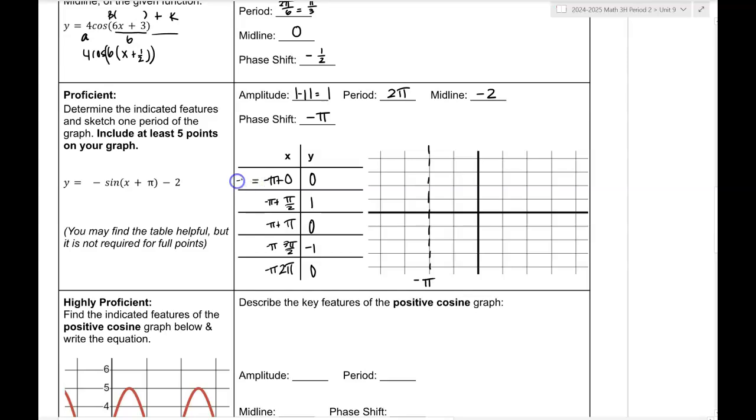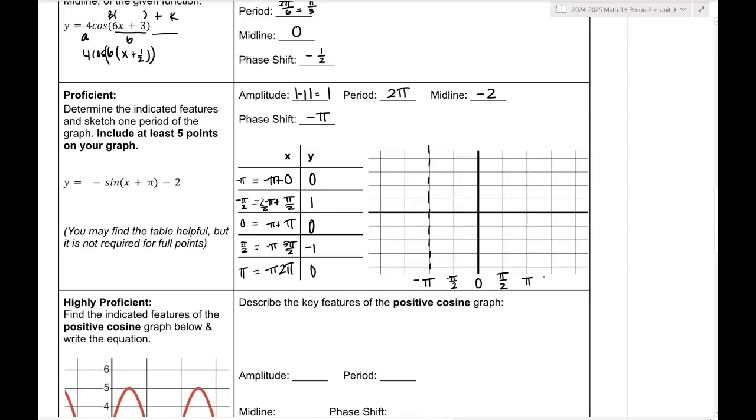So this would be -pi. And this would be -pi halves, because that'd be 2 over 2, so -2 plus 1 makes -1. This would be 0. 2 over 2, that's going to be a positive pi halves. And this will be pi. So this will be -pi halves, 0, pi halves, and pi.